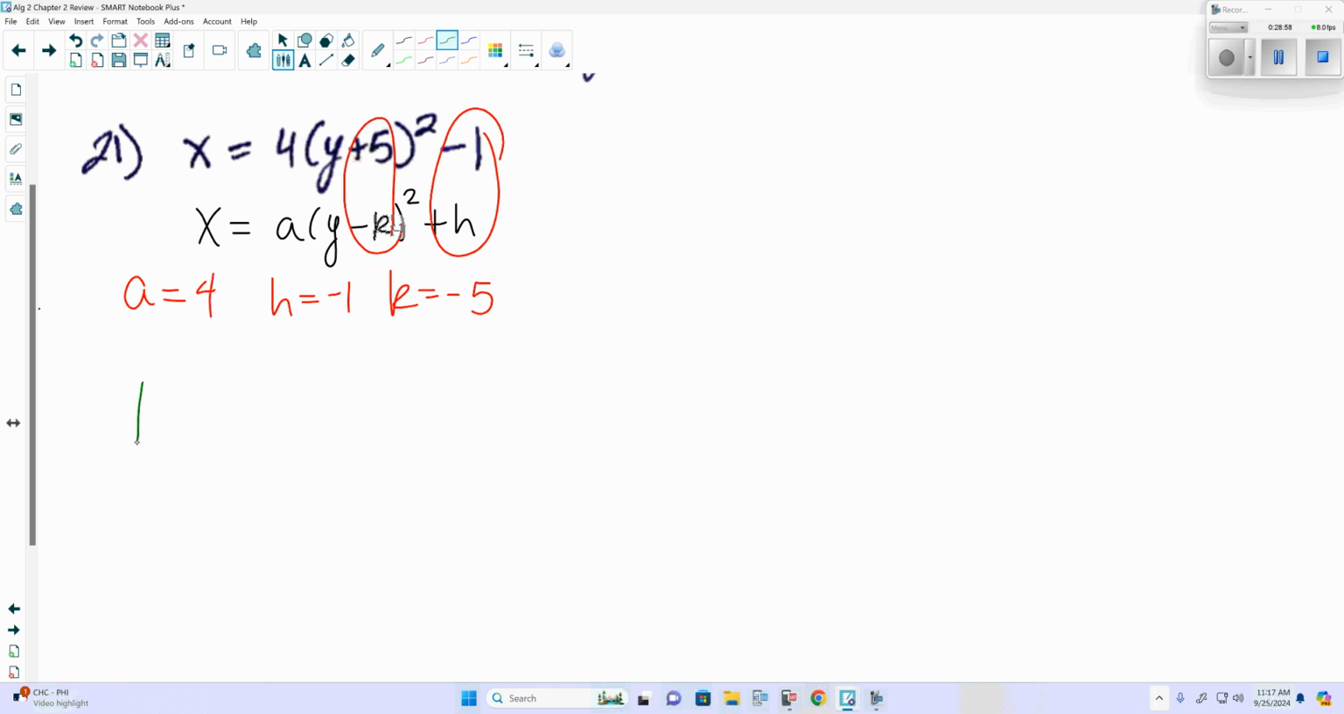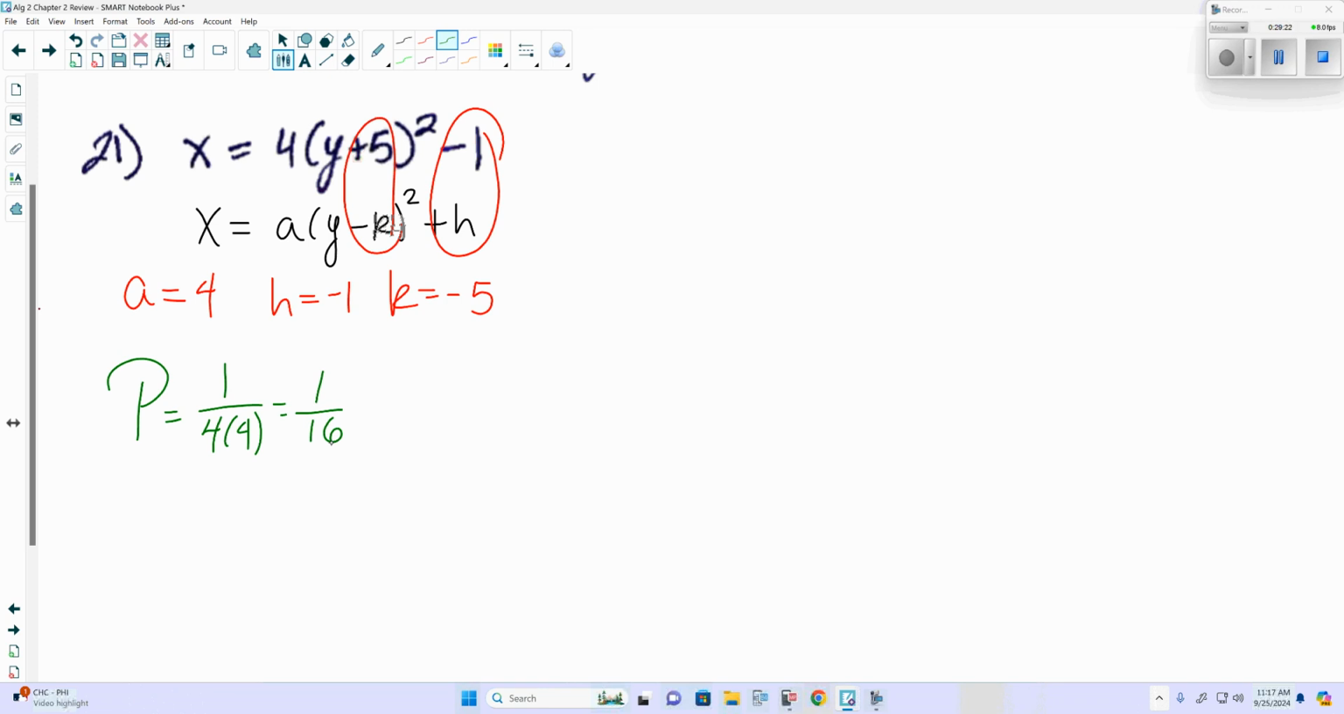I don't really care so much about the value of a, because to find the vertex, focus, directrix, and axis of symmetry, we need the value of p. Well, p is just 1 over 4a. 1 over 4 times 4, which is 1/16. Questions on how we found p, h, and k?